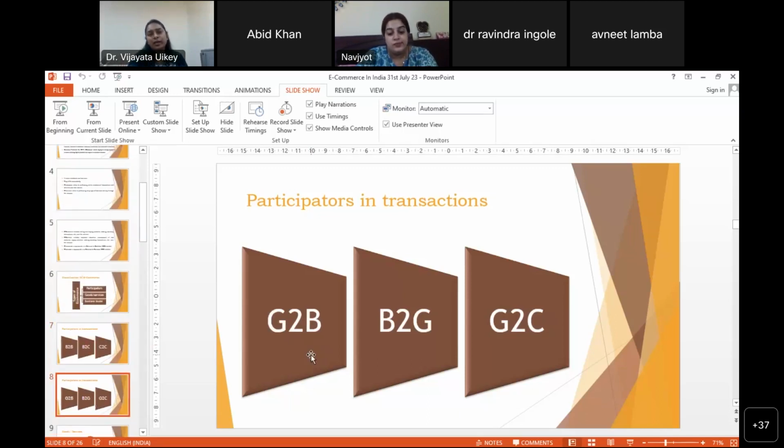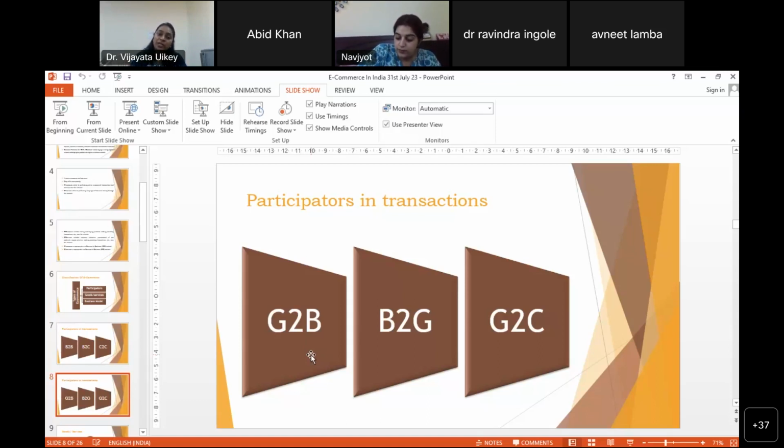Next is the G2B, that is government to business, जैसे मैंने explanation में last वक्त बताया भी था कि nowadays the filing of the company or the registration of the company takes place online. So this is the government to business transaction. यहाँ पे दो parties are involved in it, the government and business parties.